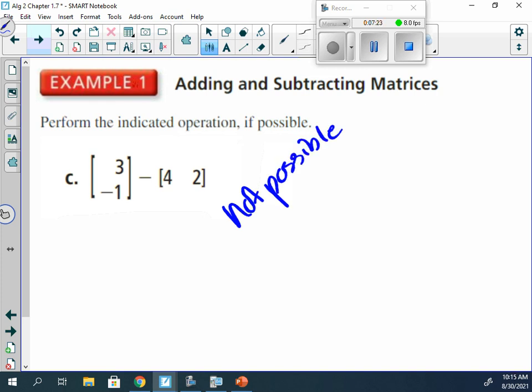Because what we have here is a 2 by 1 and a 1 by 2. Now, this here is possible with multiplication, but not with addition or subtraction. Because for addition and subtraction, the dimensions have to be the same. Because they're not the same, it is not possible.